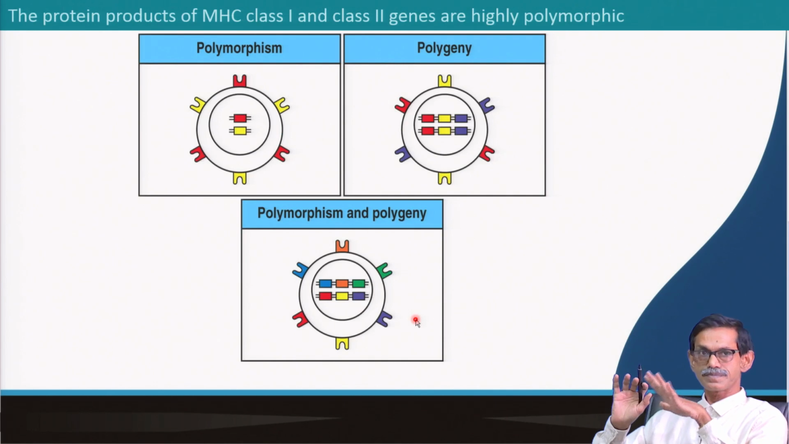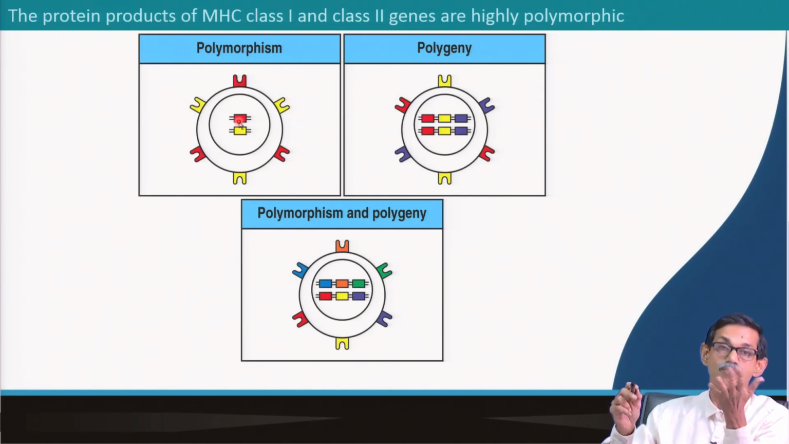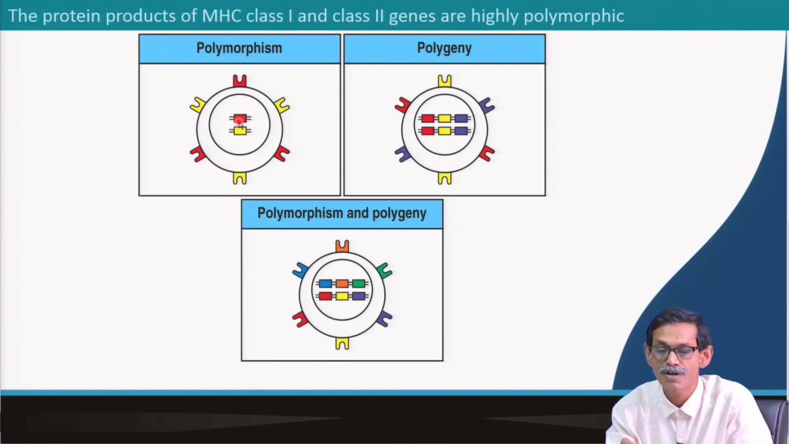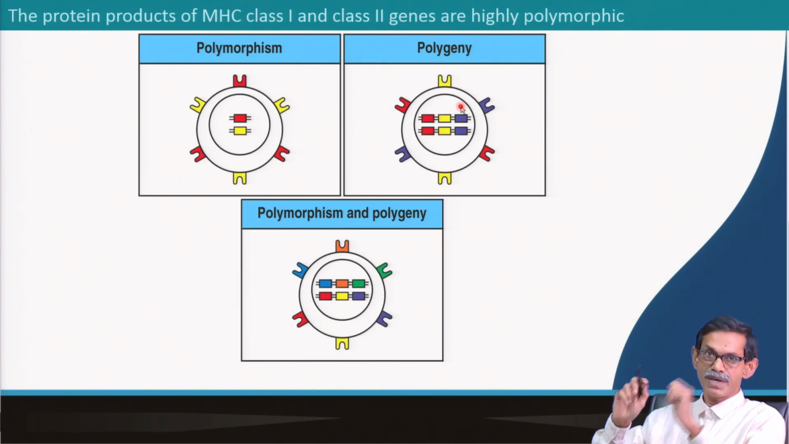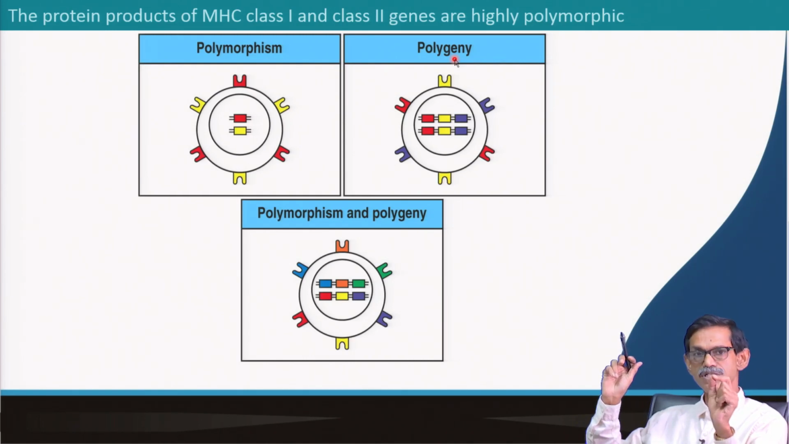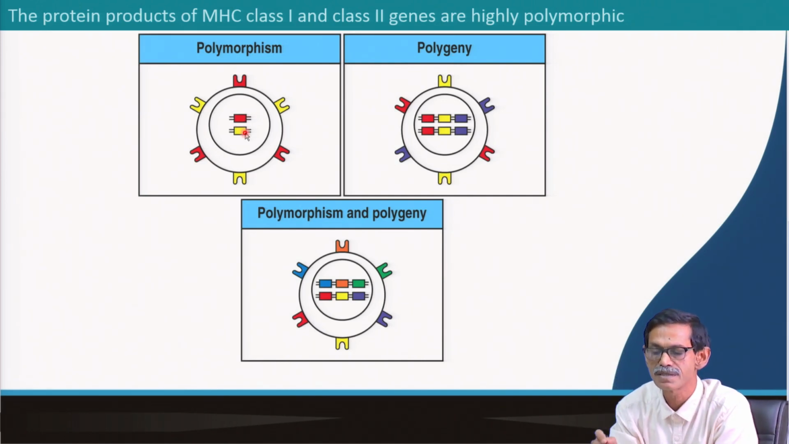Not only that, the simplest thing was polymorphism. Two alleles are different, expressing two different proteins, and both are expressing; that is what codominance is. The second thing is that they are not only one; they are multiple copies. If there are multiple copies of one gene, it is called polygenic. Multiple genes are there. So, they are polymorphic, and they are polygenic.